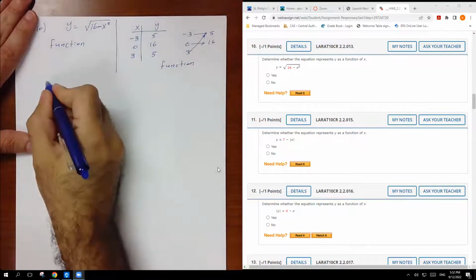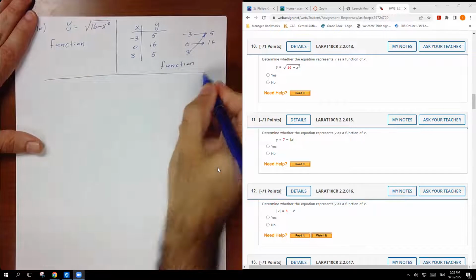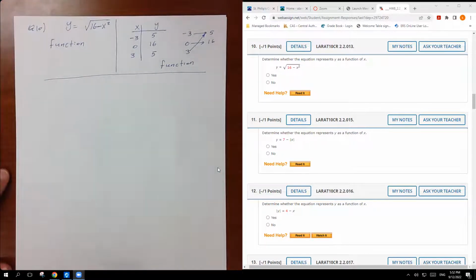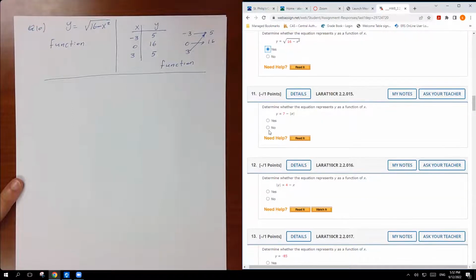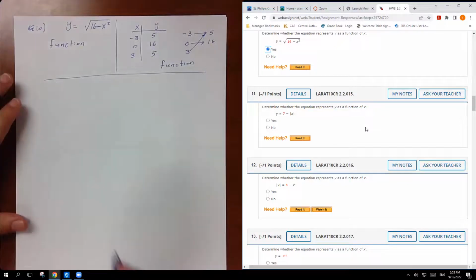That's it for this example. Let's check the question. So this one is going to be a function. Let's check the next one. y equals 7 minus the absolute value of x. Let's check, is this a function or not?